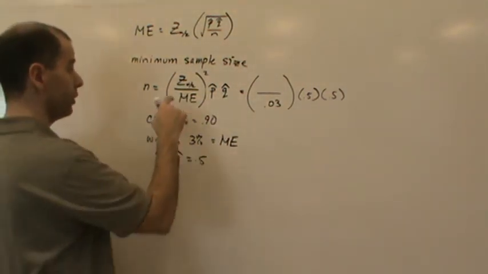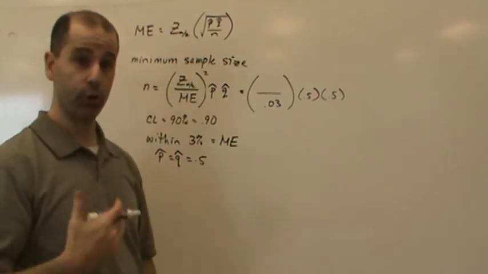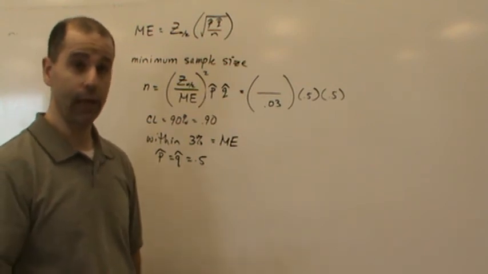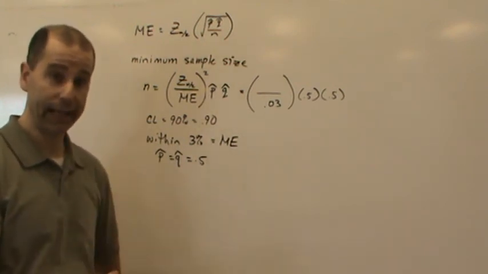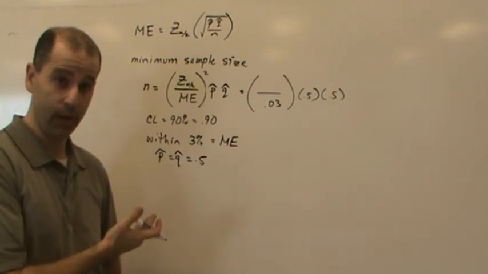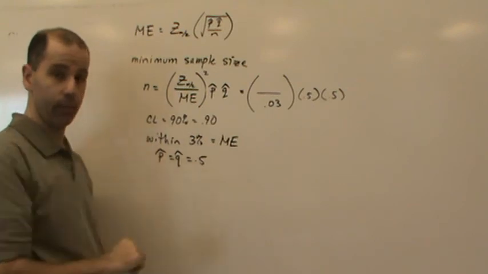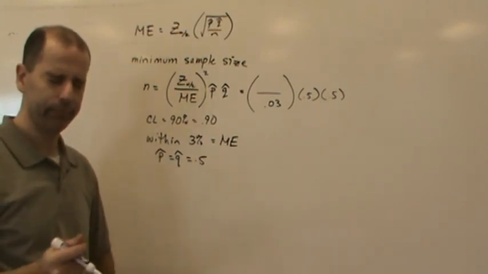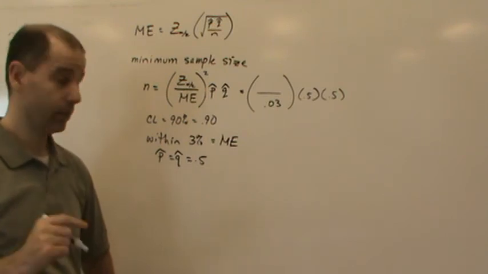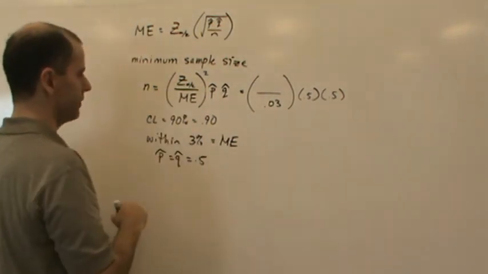The only thing we don't know is Z alpha divided by 2. So remember, use the table or use your calculator to get Z alpha divided by 2. This is one of the cases where you're not going to have a formula or a function on your calculator that's going to spit out the minimum sample size. So in this case, we can't get around figuring out what Z alpha divided by 2 is.